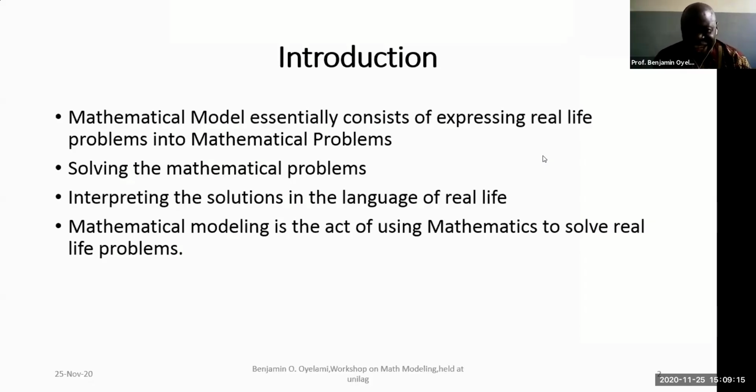Mathematical modeling essentially is all about expressing real life problems as mathematical problems, because in real life there are so many problems that can be solved. The word model simply means mimicking of a real life situation. And there are different ways of mimicking a real life situation.